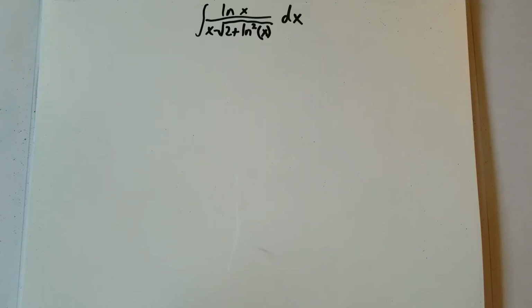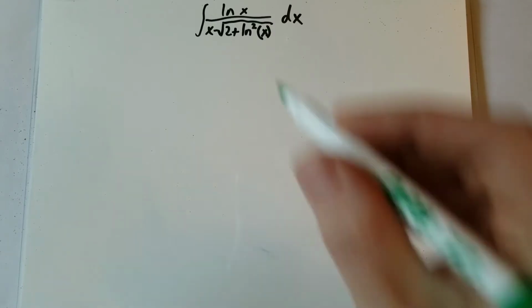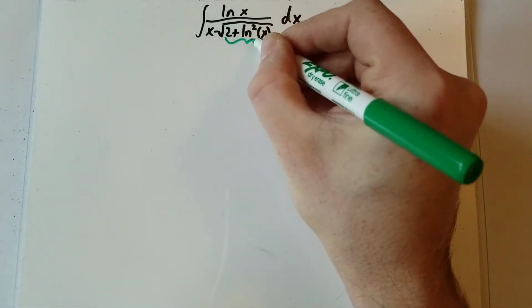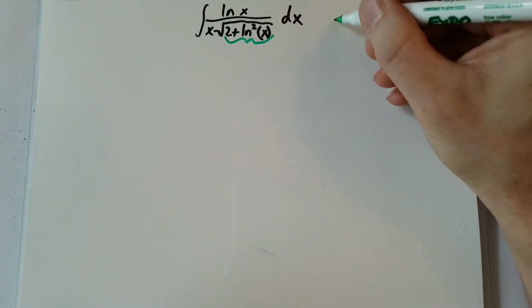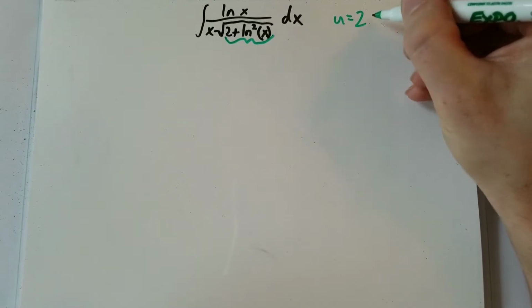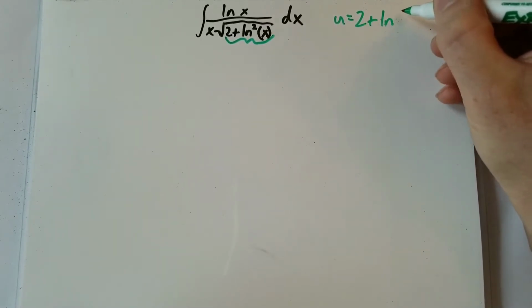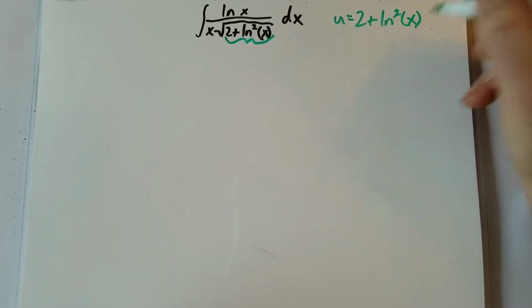Okay, we've got the integral of the natural log of x over x times the square root of 2 plus the natural log squared of x. So in this video, we are going to focus on doing u-substitution to solve this. We're going to use what's inside the radical as our u. So we have u equals 2 plus the natural log squared of x.